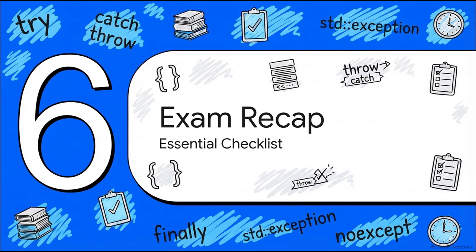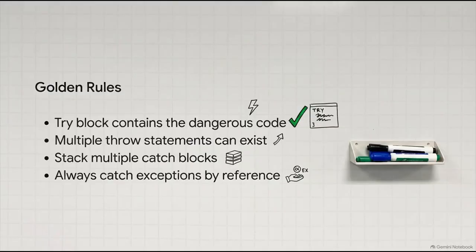Section 6, Essential Exam Recap. Let's go over our essential checklist. Here is your mental blueprint, the absolute golden rules. 1. Wrap the dangerous code in a try block. 2. Allow multiple throw statements for different situations. 3. Stack your catch blocks to handle different data types separately. And 4. Always catch standard exceptions by reference so you can properly utilize that .what method.